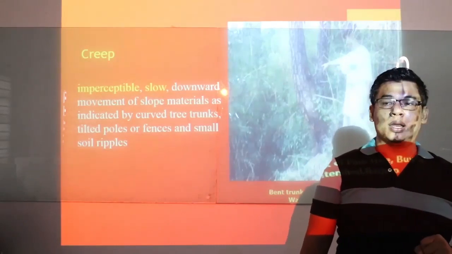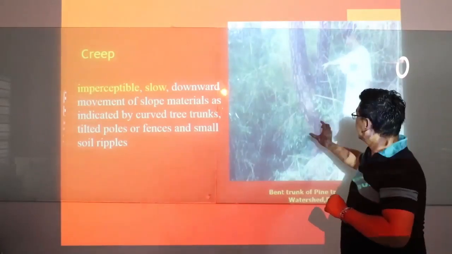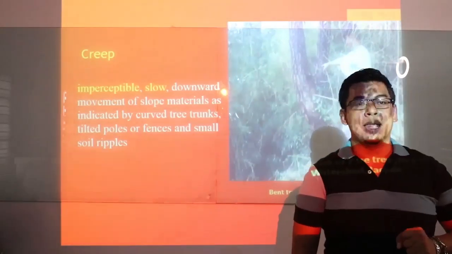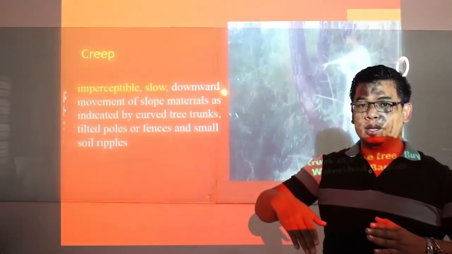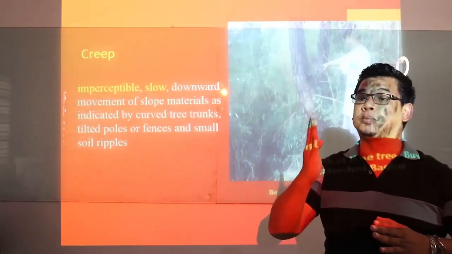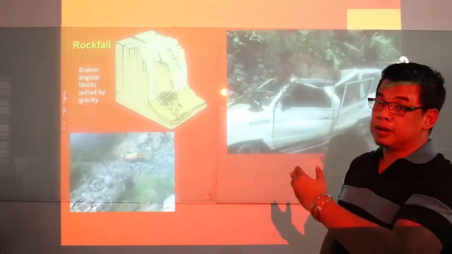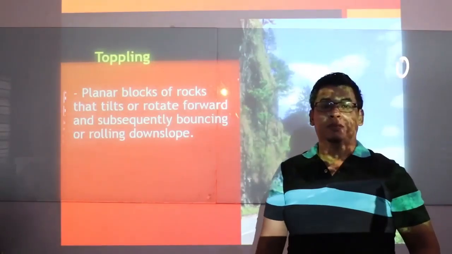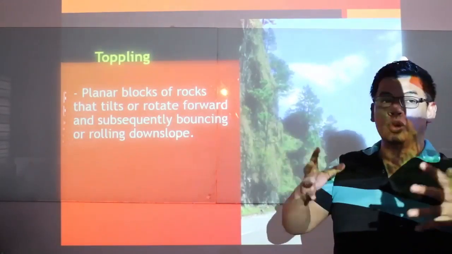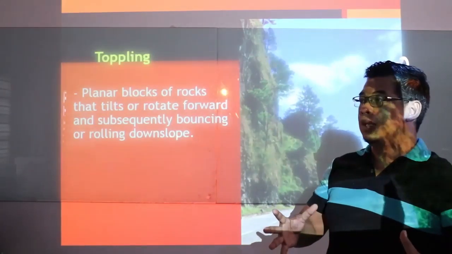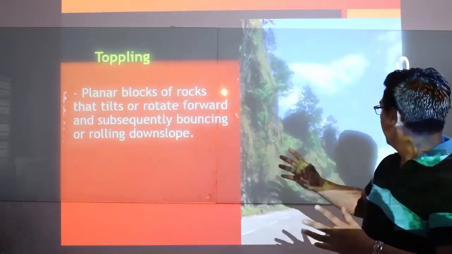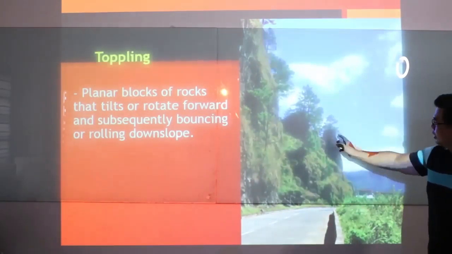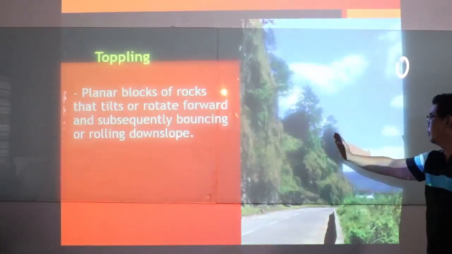The term is what we call creep. The creep is the bending of the trunk of the tree, indicating that the land is moving downward. The tendency of the tree is to have a curved formation of its trunk. Now, the rockfall is one of the most dangerous. Next is what we call toppling. Toppling is the fall of a huge rock from the top. As you can see, this is an indicator of toppling. This huge blob of rocks tends to fall down.